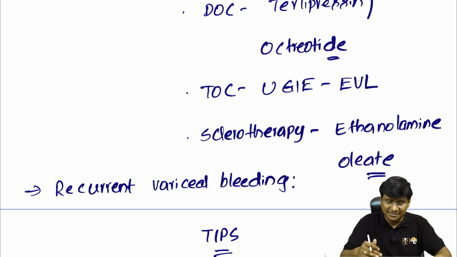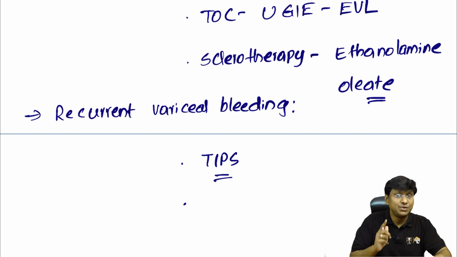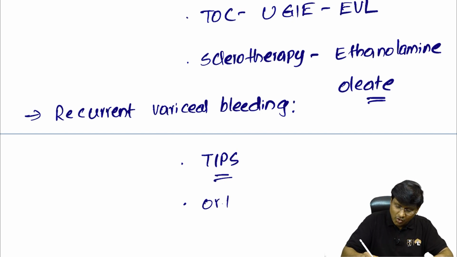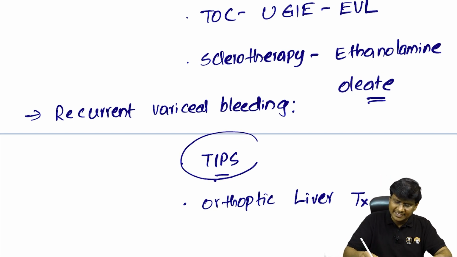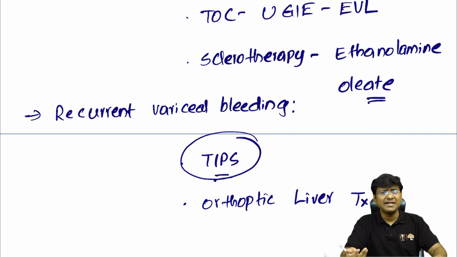And the other method is, you have to plan for liver transplantation, that is orthotopic liver transplantation. So this is the other way by which you can handle recurrent esophageal varices and recurrent bleeding from the esophageal varices. TIPS is minimally invasive, and liver transplantation is definitely a more invasive procedure. So this is about your portal hypertension.